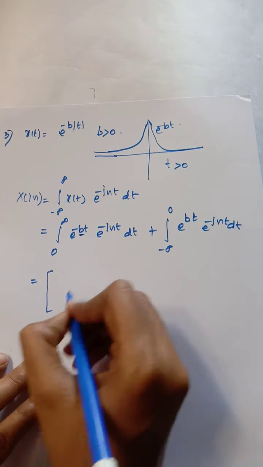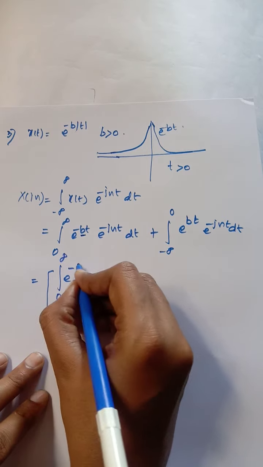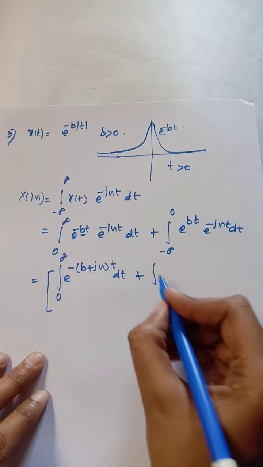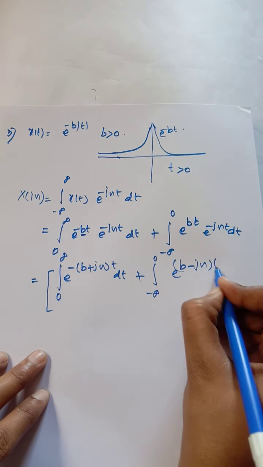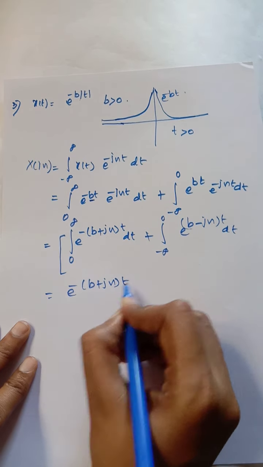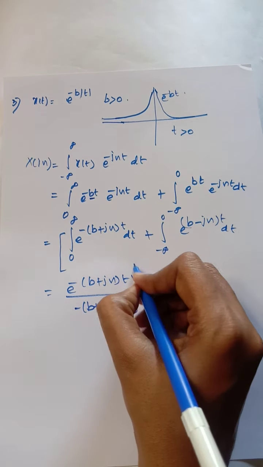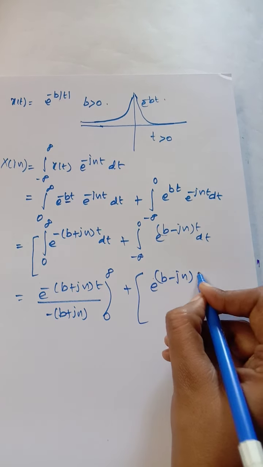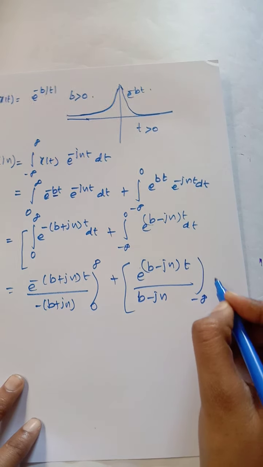So okay, when you integrate, you need to first combine this: 0 to infinity e power minus b plus j omega t into dt, plus now minus infinity to 0 e power b minus j omega into t into dt. Now when you integrate it, e power minus b plus j omega into t divided by minus b plus j omega, and the limit is 0 to infinity, plus here it is e power b minus j omega into t divided by b minus j omega, into minus infinity to 0.